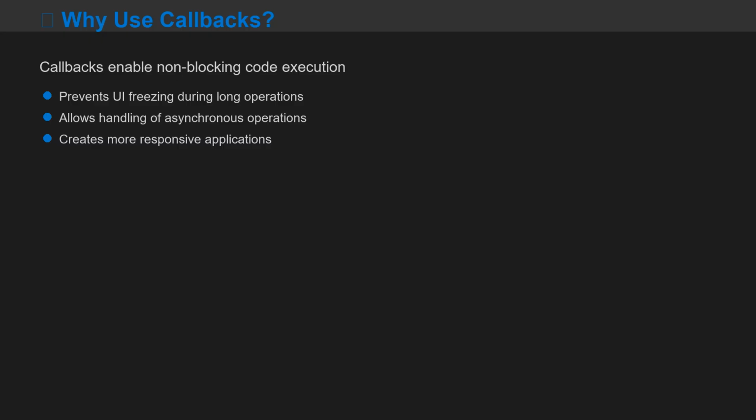Why should you use callbacks? Callbacks are essential for writing non-blocking code. First, they prevent your UI from freezing during long operations. Second, they allow you to handle asynchronous operations like network requests or file reading. Third, they create more responsive applications by not blocking the main thread.